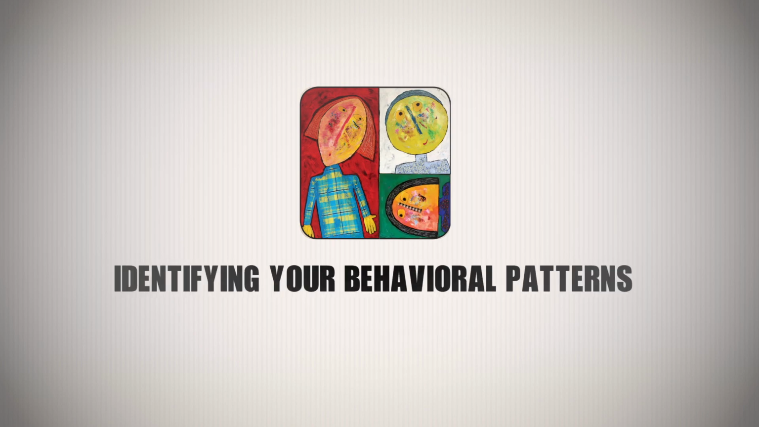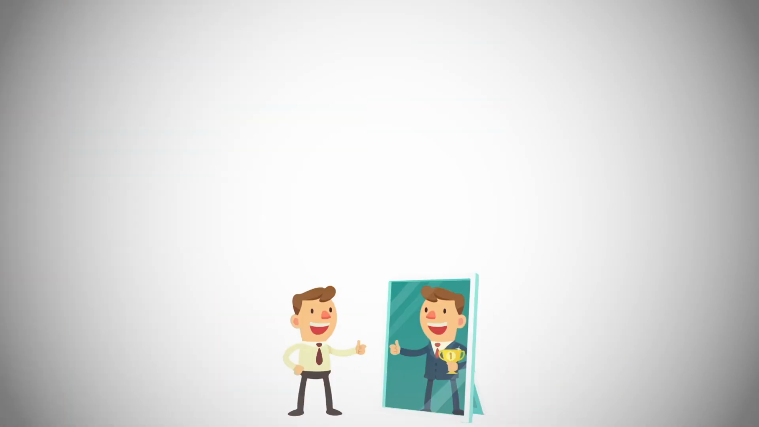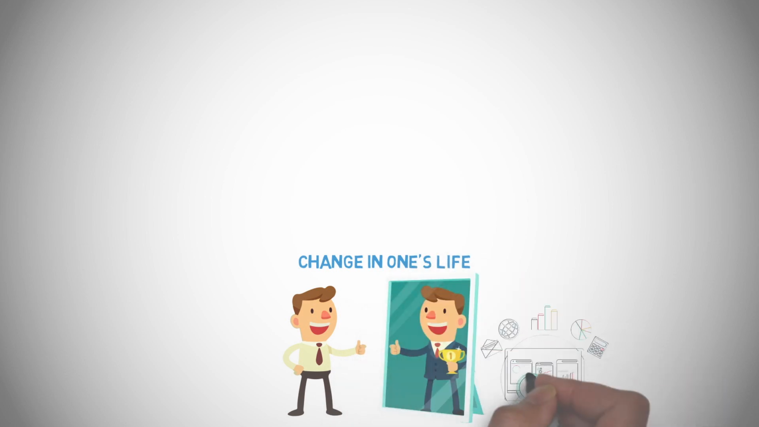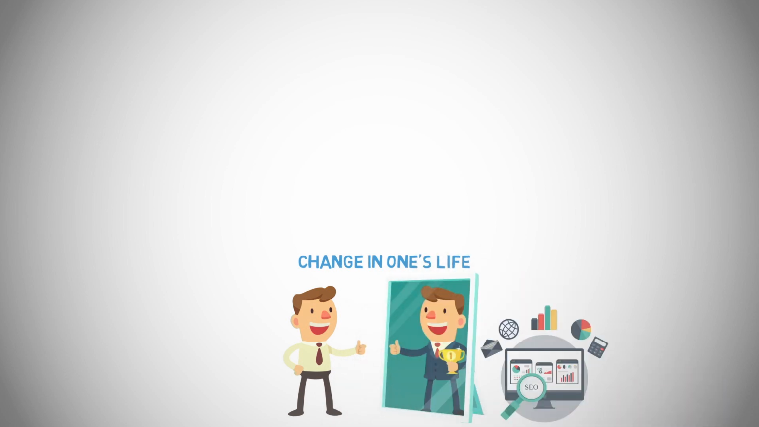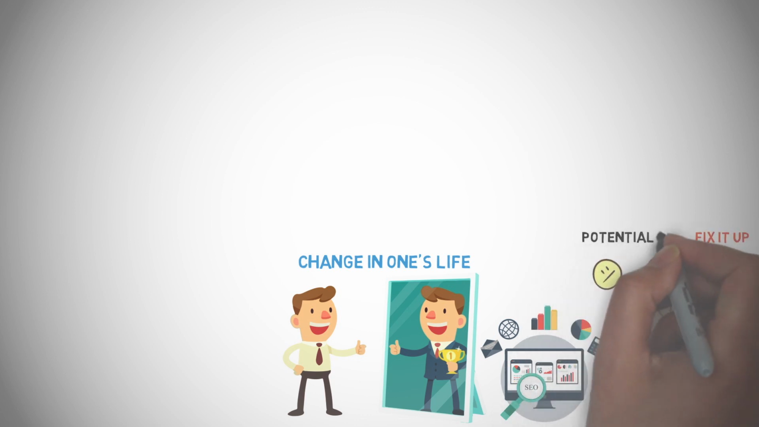Identifying your behavioral patterns with schema therapy. Self-identification is the primary condition to cause change in one's life. You must know the context first before you ever expect any changes in response to your efforts. Knowing about your behavior along with what causes it, you can fix it up to its potential best.